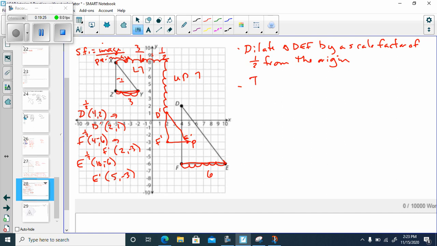Okay, so translate, that's the term that we're using here. When we move it over, it is called translate. Don't say move over, say translate. Translate the figure, and you have to tell me where you're translating it and how many. Up 7 units, and what? Left 7 units.